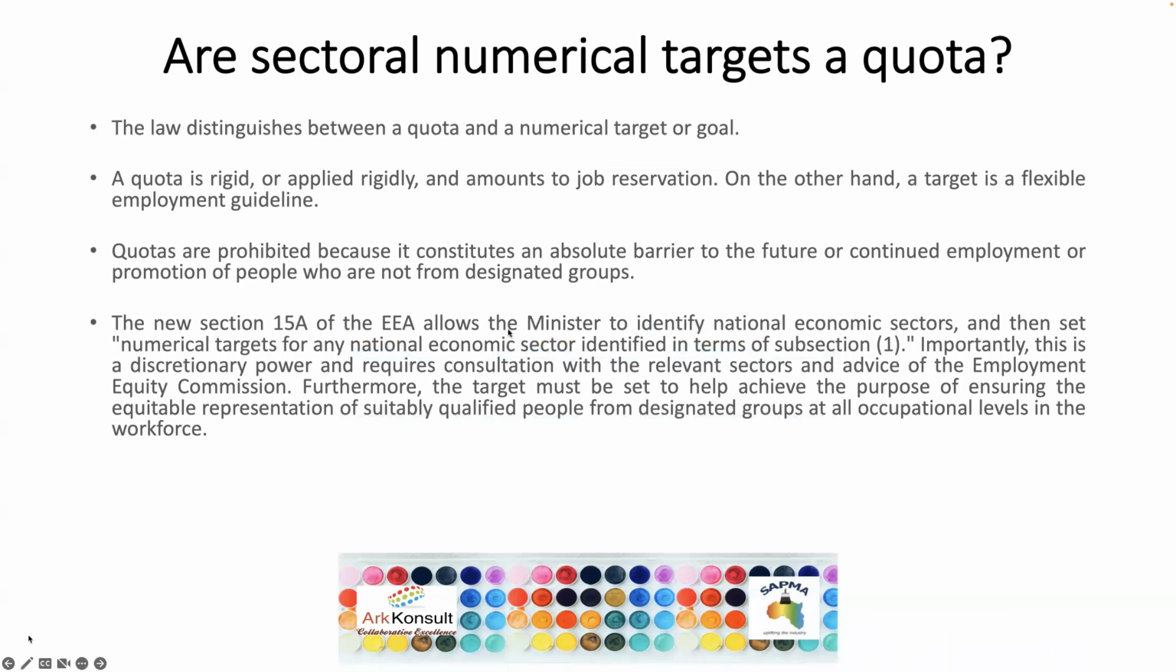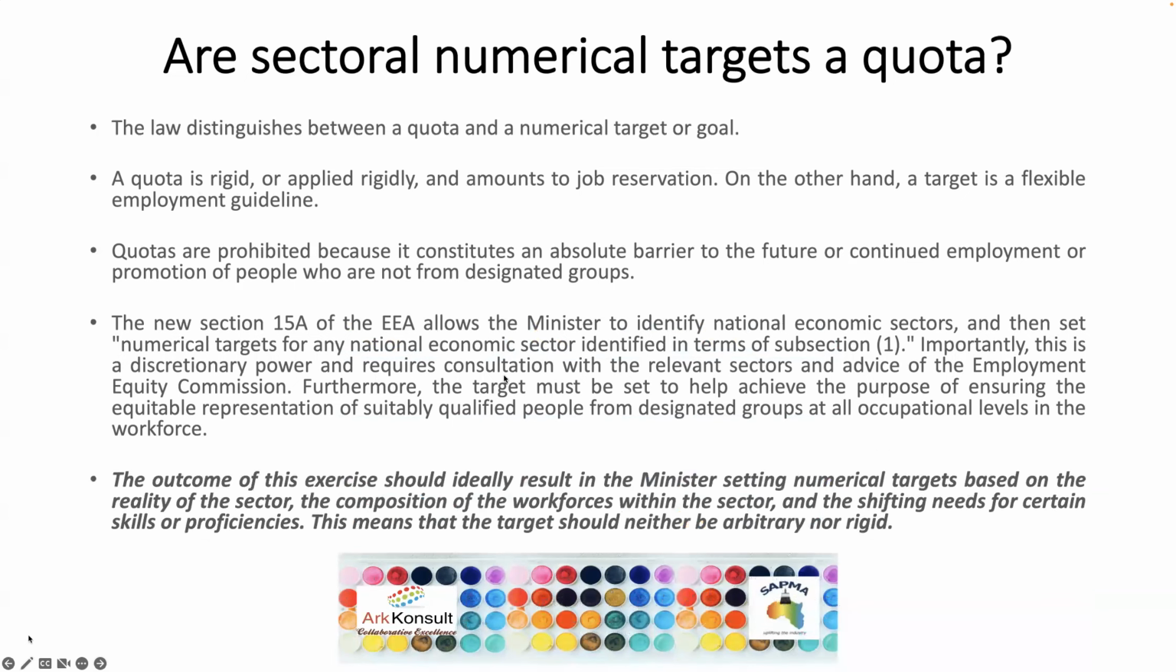Section 15A of the Act allows the minister to identify national economic sectors and set numerical targets for any national economic sector. It's a discretionary power and requires consultation, and this is critically important, consultation with the relevant sectors and advice of the Employment Equity Commission. Targets must be set to help achieve the purpose of ensuring equitable representation of suitably qualified people. It's a moving target. The outcome of this exercise should ideally result in the minister setting numerical targets based on the reality of the sector. In other words, the minister needs to be responsive to the sector.